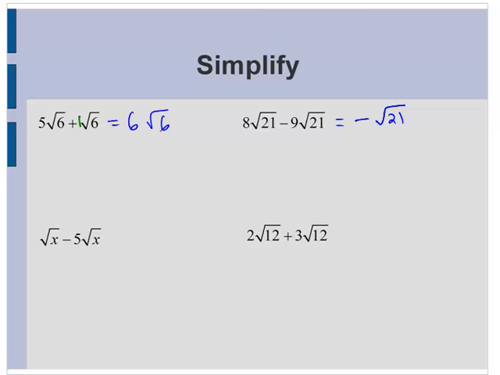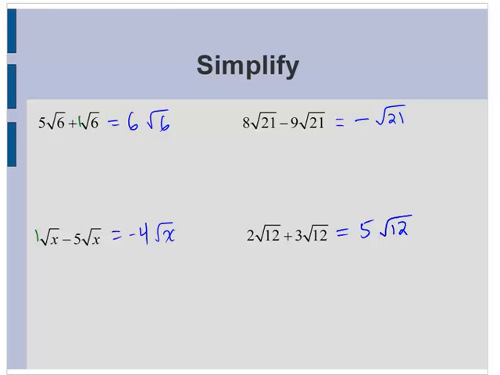If we had the square root of x minus 5 times the square root of x, again, understand that there's a 1 here in front of the square root. So we'd have 1 minus 5, negative 4 times the square root of x. And 2 times the square root of 12 plus 3 times the square root of 12 would be 5 times the square root of 12.